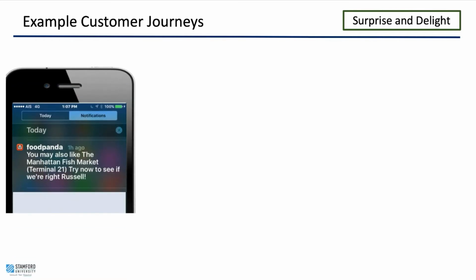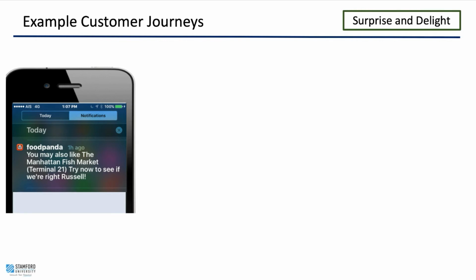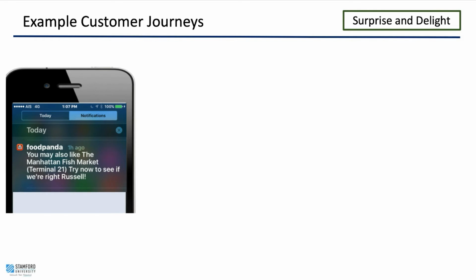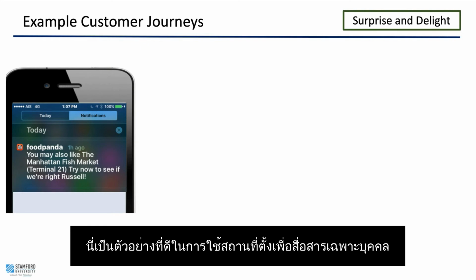All right. So here's an example from Food Panda again, and I'm going to show them quite a bit because they really use this personalized marketing quite effectively. So in this app push communication, Food Panda sent me the message saying the Manhattan Fish Market is available. But what's smart about this communication is that they use my name, Russell, at the very end. And they chose a restaurant that's also close to my home. I live right near Terminal 21. So very, very smart. They use both location segmentation and my name to make this really personalized.